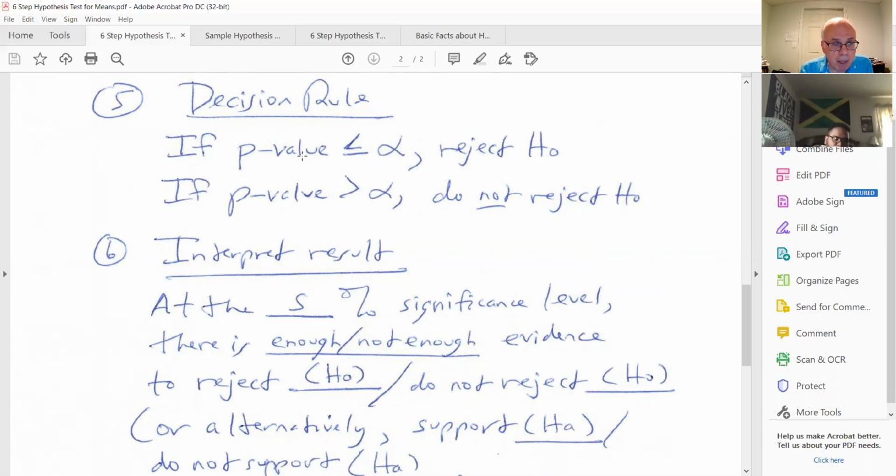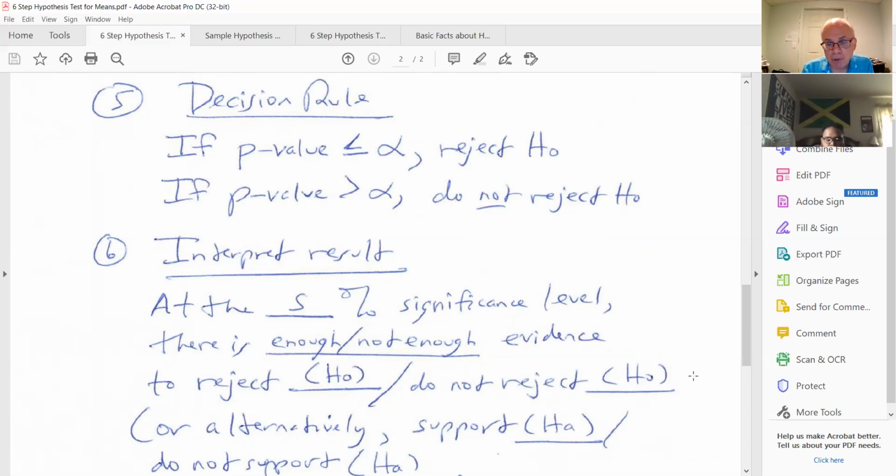And remember, if your p-value is being expressed as a decimal, and the alpha is being expressed as a percentage, you convert the percentage to a decimal by dividing by 100. Sure, all of you know that. That's just basic arithmetic. If the p-value is less than or equal to alpha, we reject the null hypothesis. P-value is greater than alpha, we do not reject the null hypothesis. That's a decision rule, period.